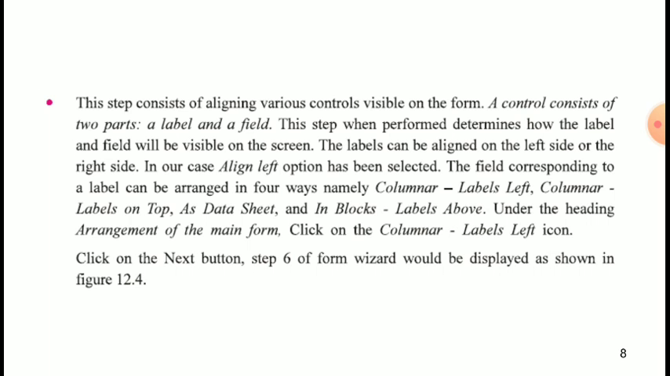The field corresponding to a label can be arranged in four ways, namely columnar labels left, columnar labels on top, as data sheet, and in blocks labels above. Under the heading arrangement of the main form, click on the columnar labels left icon. Click on the next button. Step 6 of the form wizard would be displayed as shown in figure 12.4.